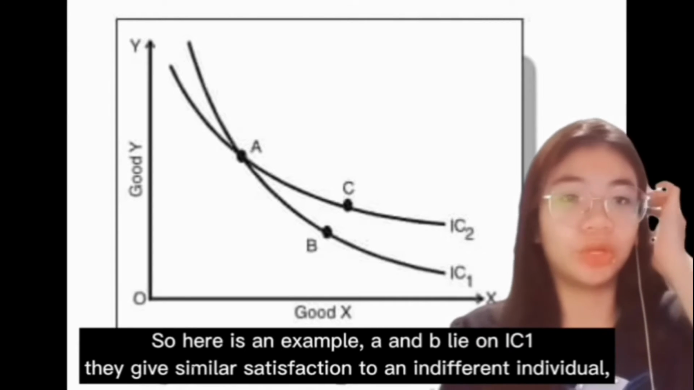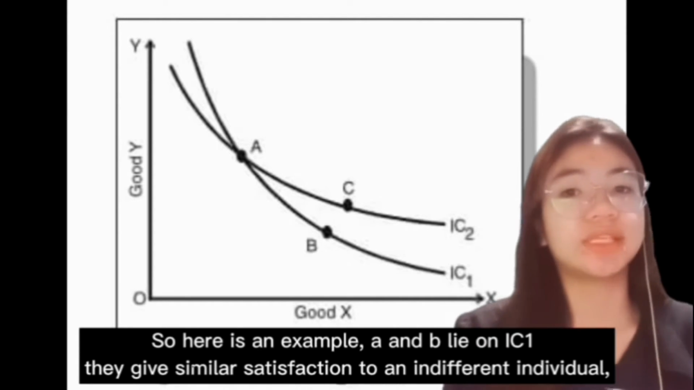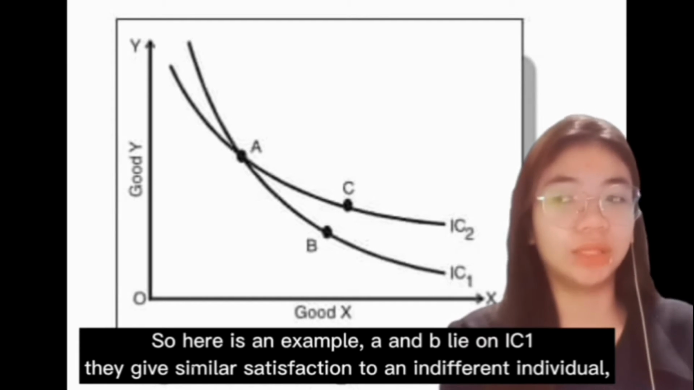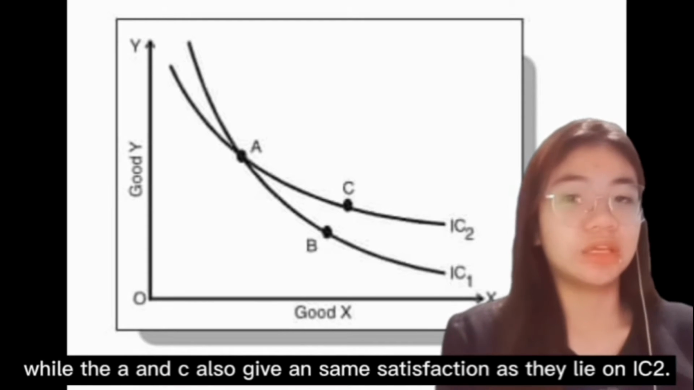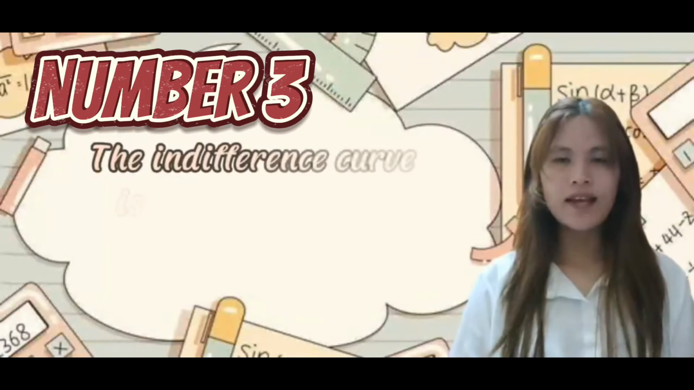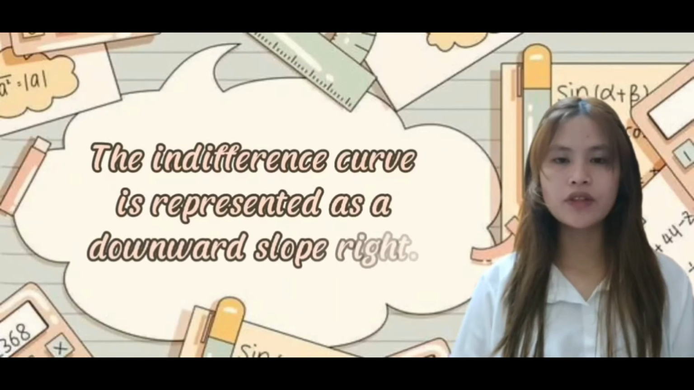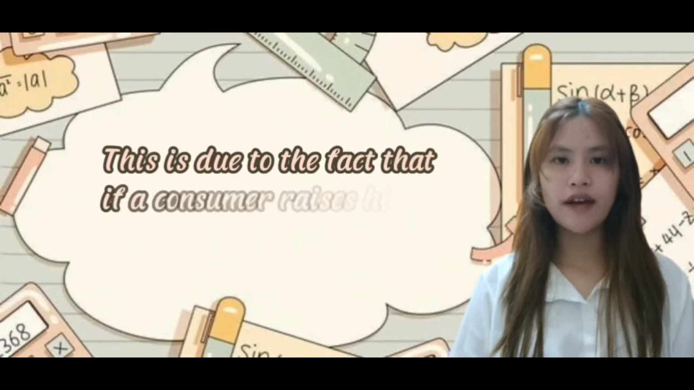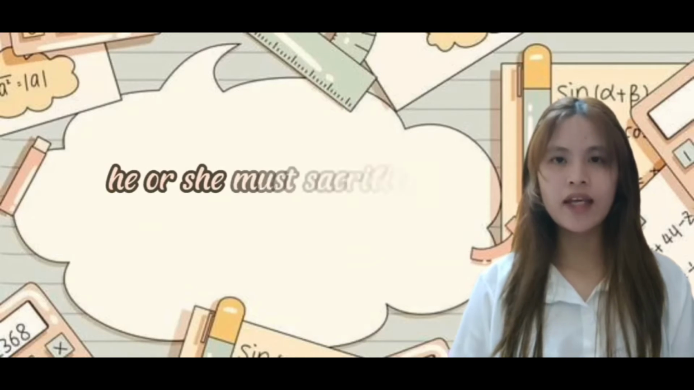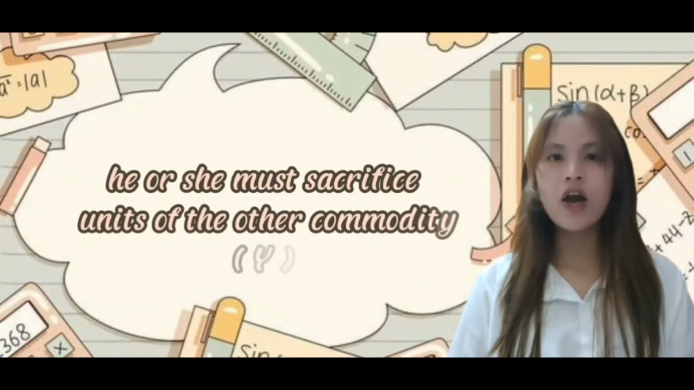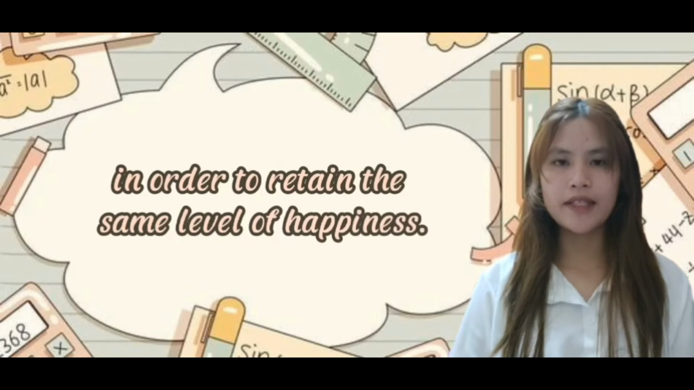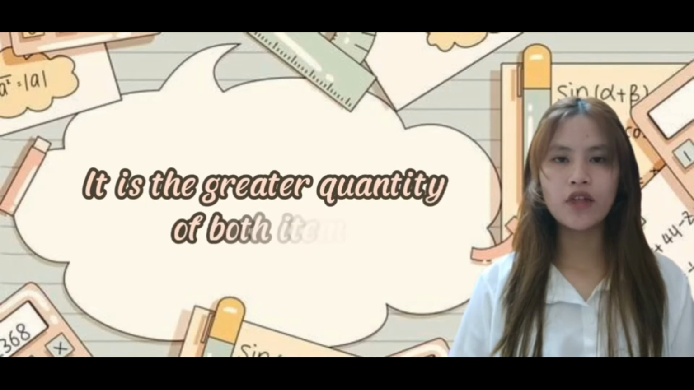So here's an example. A and B lie on IC1. They give similar satisfaction to a different individual, while A and C also give some satisfaction as they lie on IC2. The indifference curve is represented as a downward slope. This is due to the fact that if a consumer raises his or her consumption of one item, he or she must sacrifice units of the other commodity in order to retain the same level of happiness. It is the greater quantity of both items.